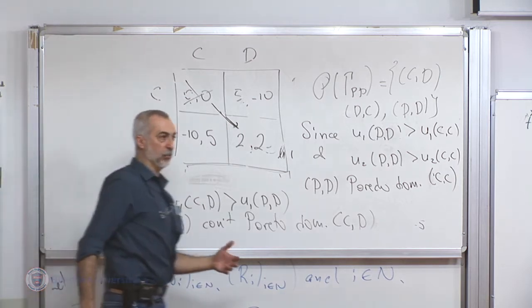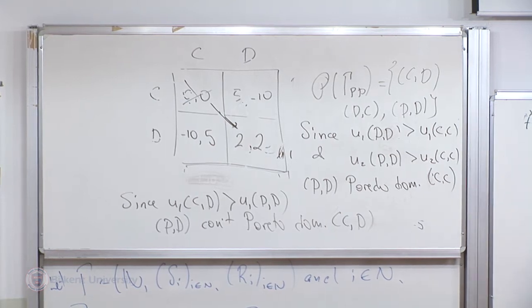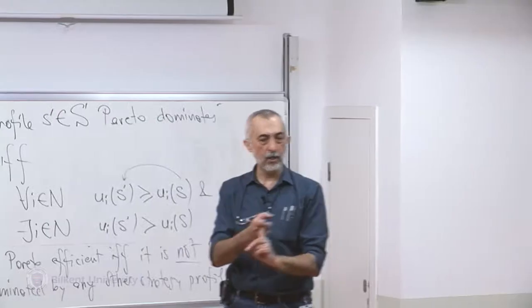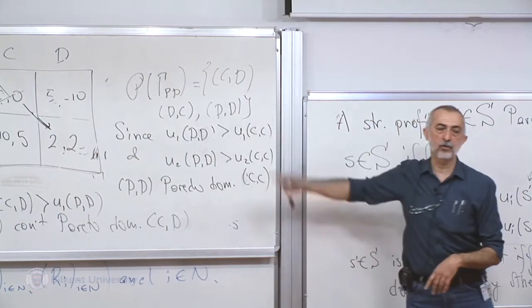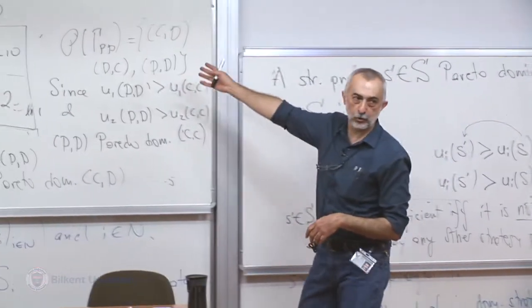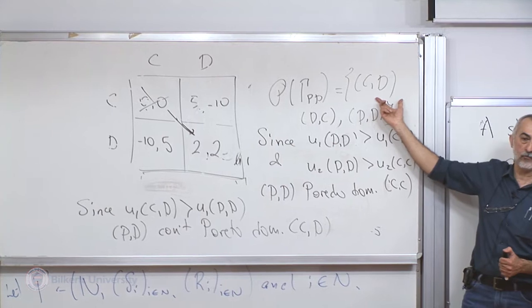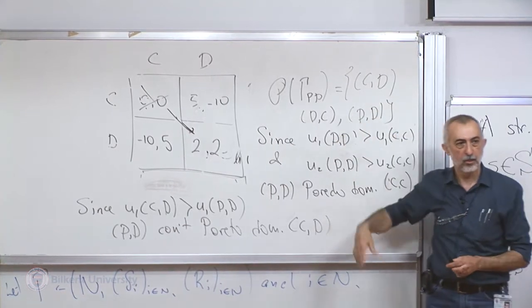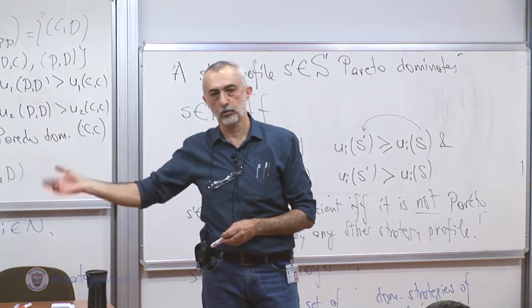So we have a new animal. So far, what are the animals we have? Strict dominant strategy solution concept, dominant strategy solution concept, Pareto efficient strategy profiles. Well, we can think of this as also a solution concept because it takes games and maps it to subsets of strategy profiles. So we can say Pareto efficient strategy solution concept.